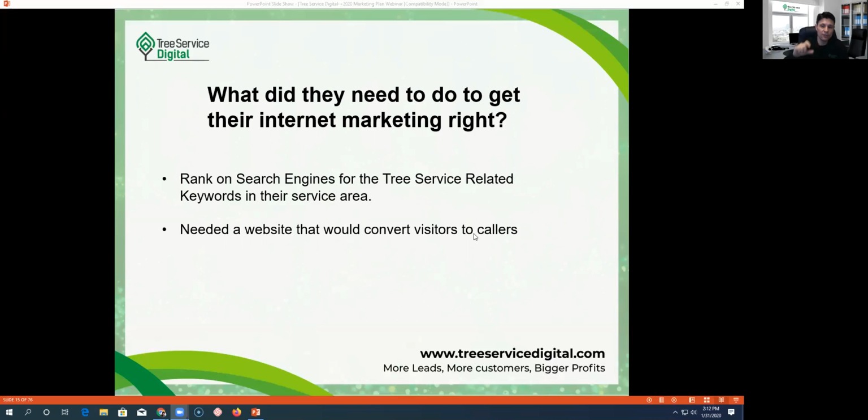So you got to make sure you got a clickable phone number on your website. You got to make sure that it's easy to find. You got to make sure you got contact forms all over it too, asking them for their information: what's your name, email, and phone number, and what type of service do you need? That type of thing, free estimates.